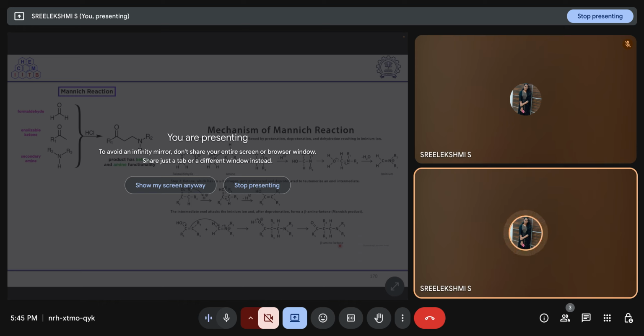So formaldehyde, an enolizable ketone, and a secondary amine will react to form a product which has a ketone and amine functionality.